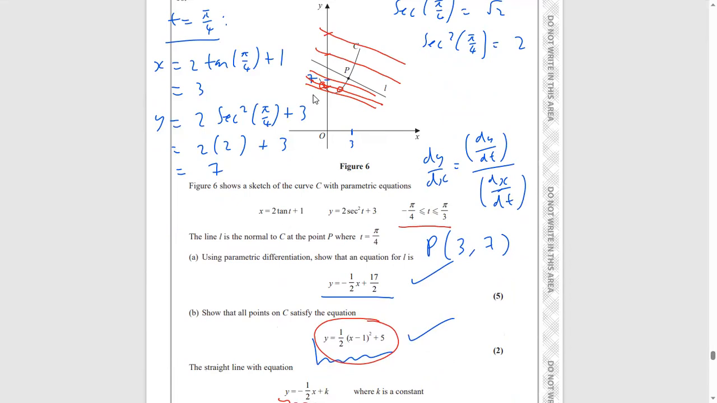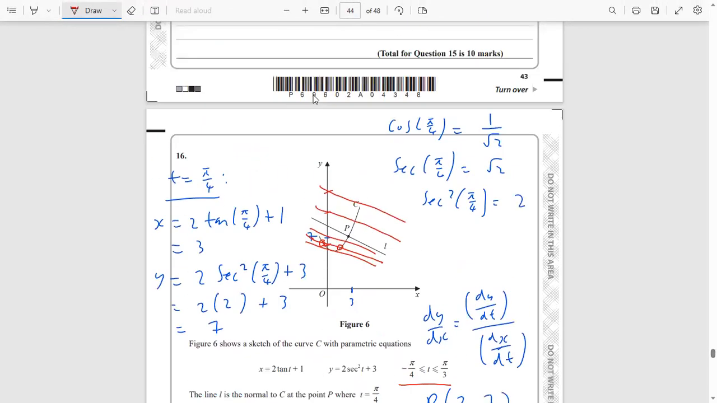So we need to find the domain of x values. We do that by plugging minus pi over 4 into our x function, and t equals pi over 3 into our x function as well. Because remember, I'm just going to rub out these red lines again, because I'm making a bit of a mess with this.